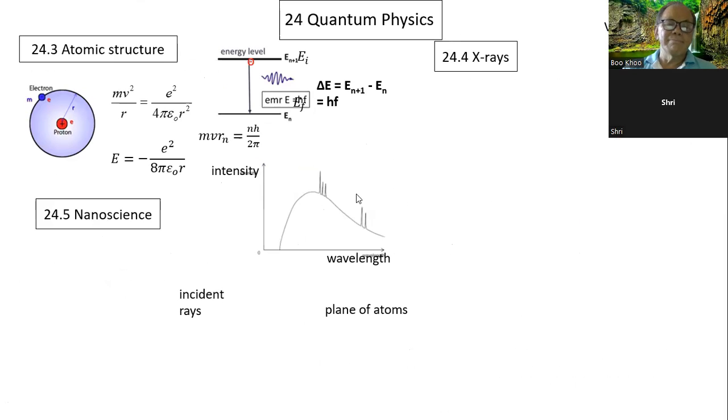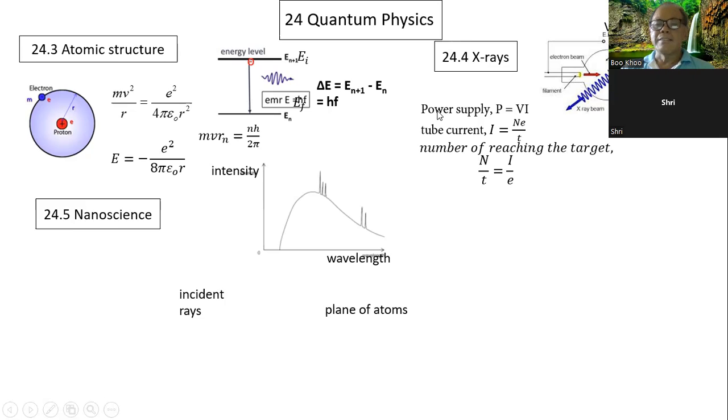Under your X-ray, there is your intensity wavelength graph of the X-ray that is coming out from the tube there. Know the function of different parts. And the power is just that accelerating potential times the current passing through. Right? Tube current, that's a tube current. I equals e over t. The number of electrons reaching the target.